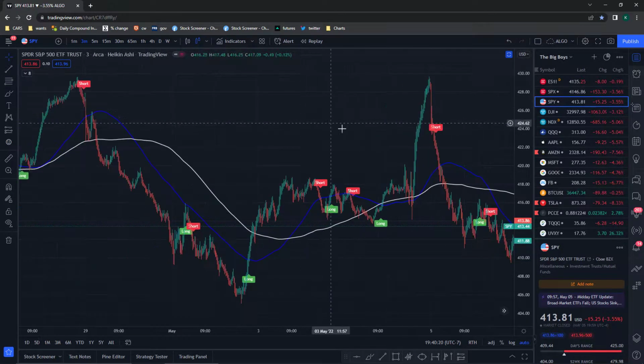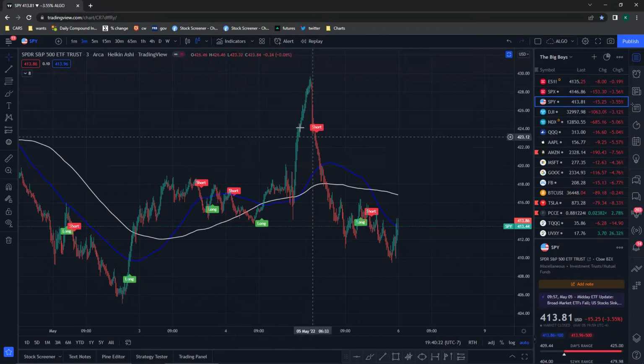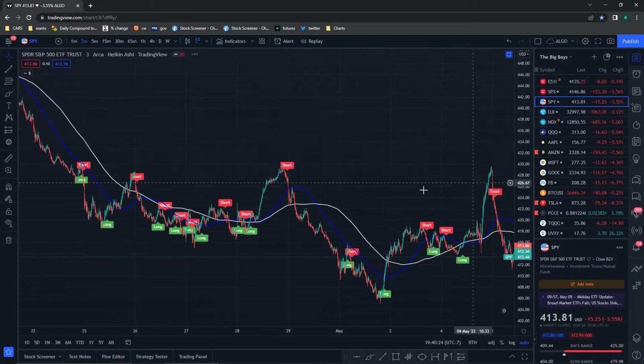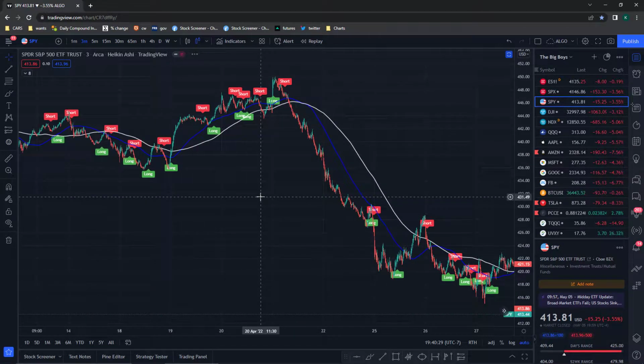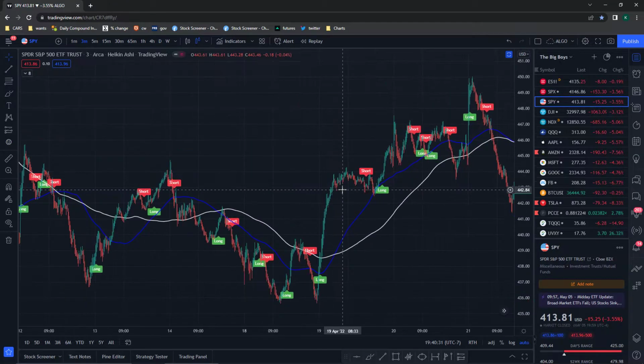Since there was a lot of chop and I didn't really take many trades through here, I'm going to go back over here before FOMC, because during FOMC you're not going to really be doing the strategy. But we'll look at a few examples in through here. So here's a great example.